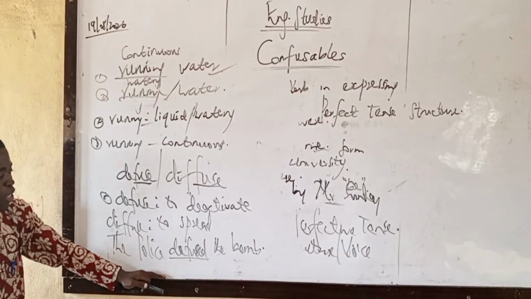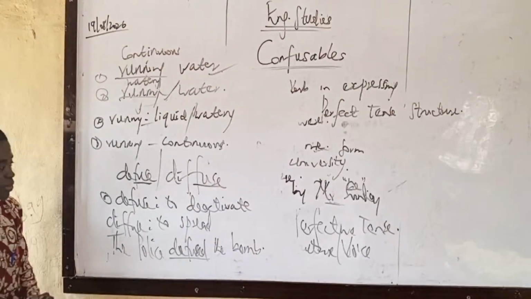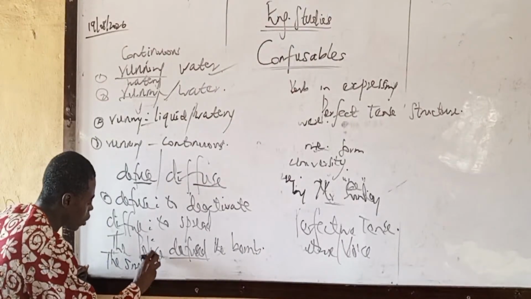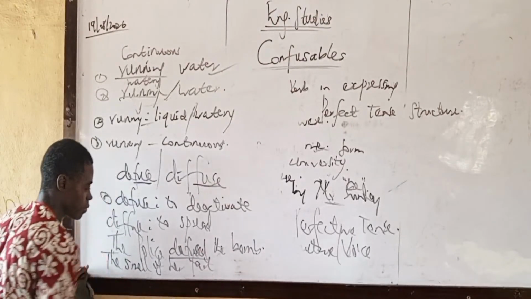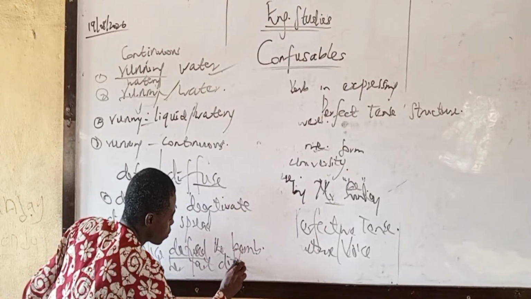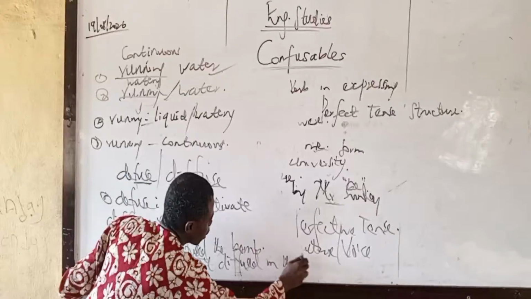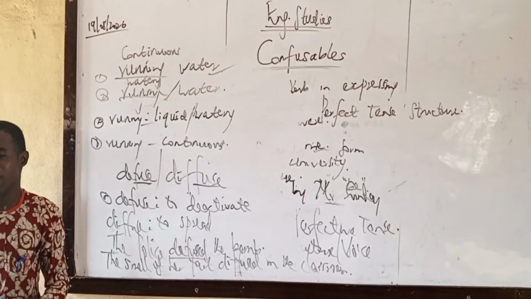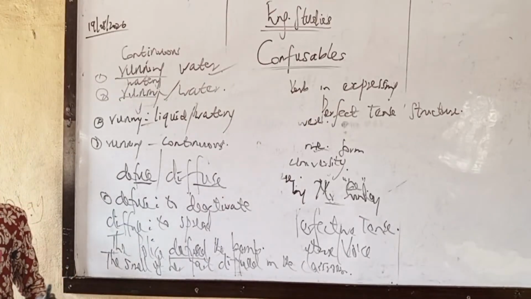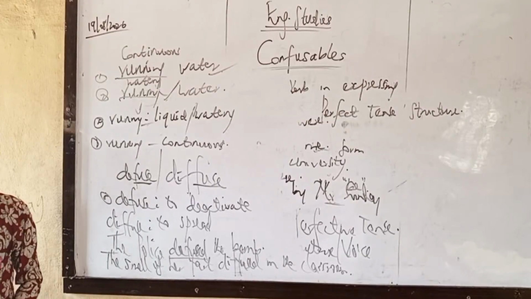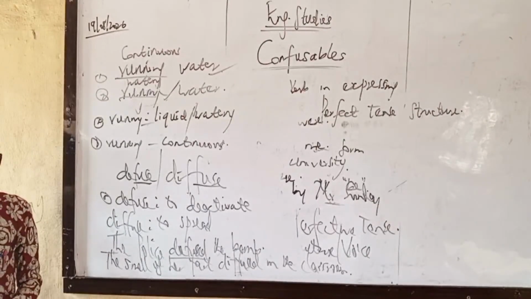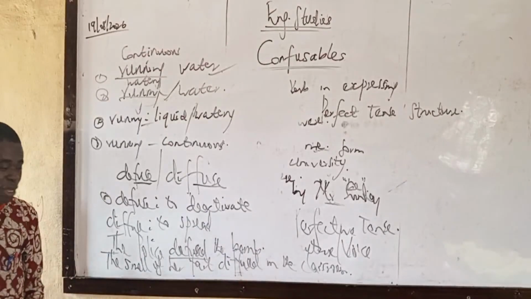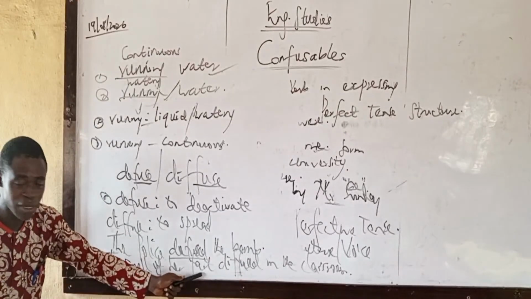Diffuse. The next one: the smell of fat diffused in the classroom. You should know now, from the region of higher concentration to lower concentration. You know that definition of diffusion: the movement of air molecules from a higher region to the space. So, the smell of fat diffused.